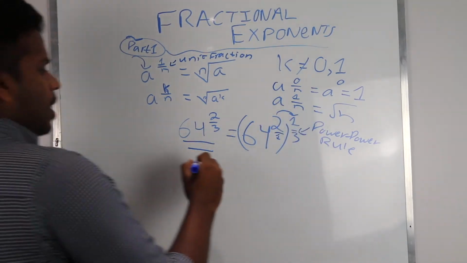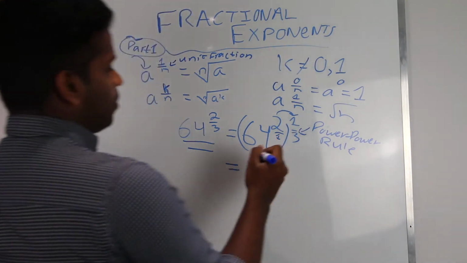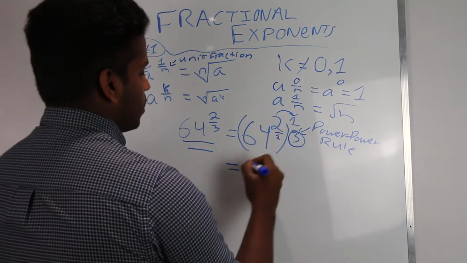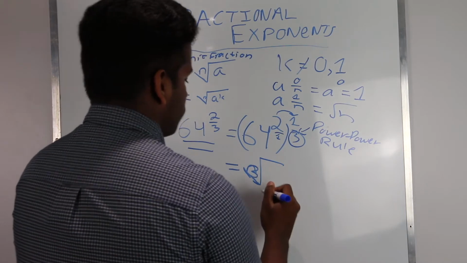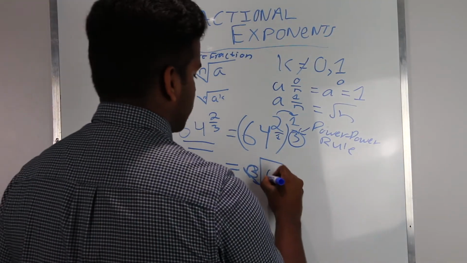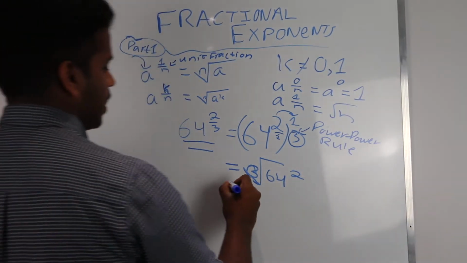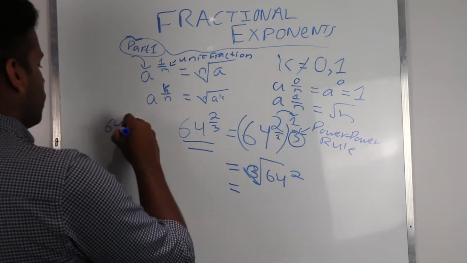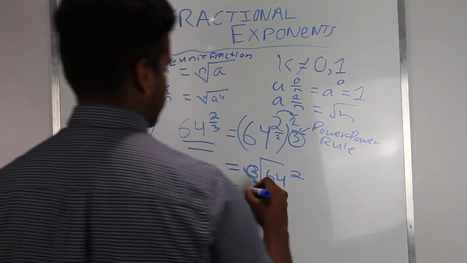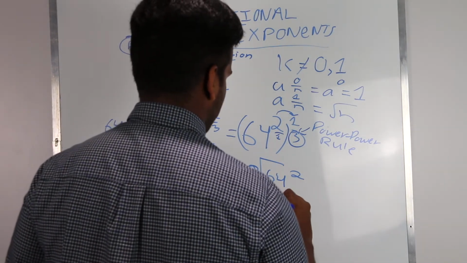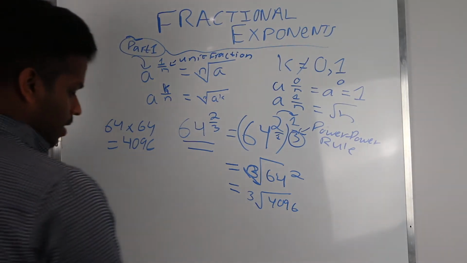So what do we do now? Now we are taking the nth root. The nth root is indicated by the n value in your denominator. So we take the third root, or the cube root, of 64 squared. 64 squared is 64 times 64, which gives you 4096. Now you're looking at the cube root of 4096.